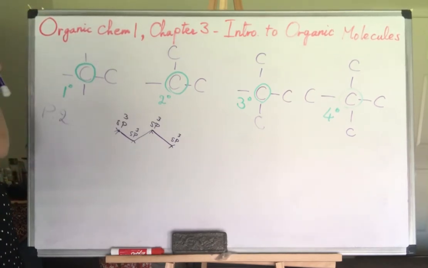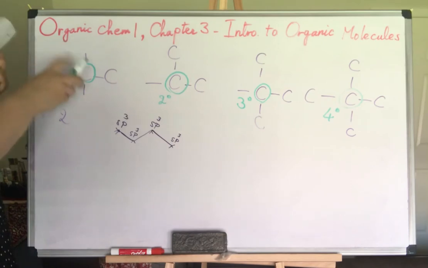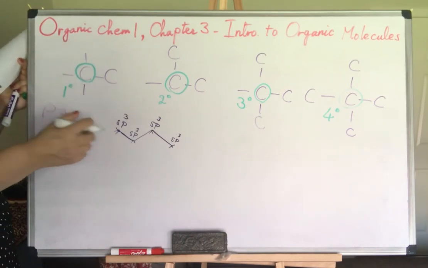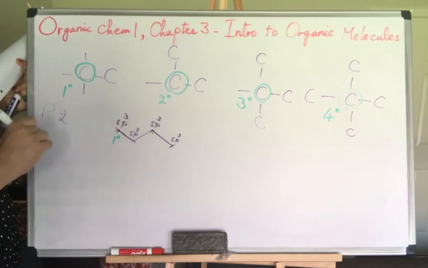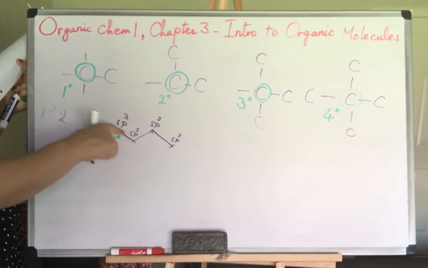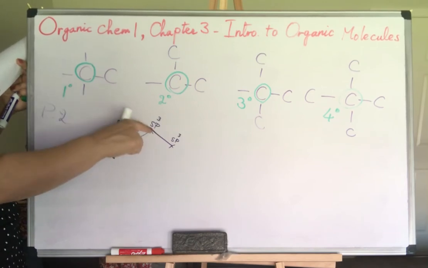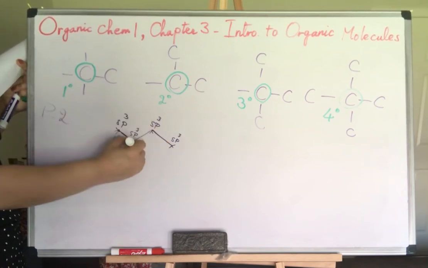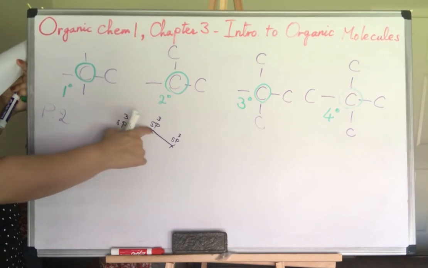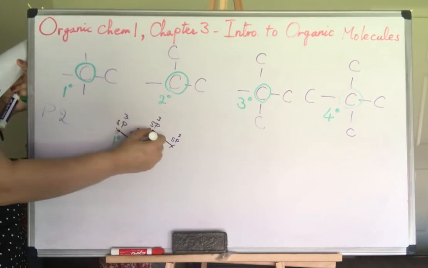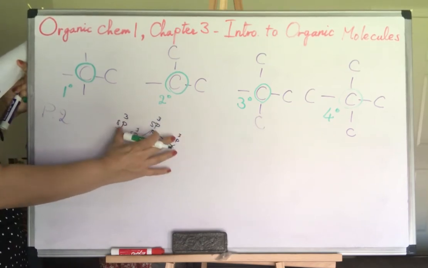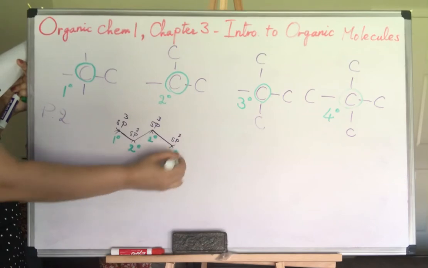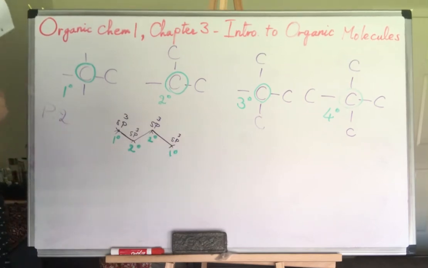To determine the type of carbon, we use the number of carbons it's attached to. This carbon is attached to only one more carbon, so this is a primary carbon. The second one is attached to 1 and 2. Don't forget the carbons are at the angles. So it's a secondary carbon. This carbon again is connected to 2 more carbons, so secondary again. And this one at the end, the terminal carbons at the end are always primary because they're just connected to 1 more carbon. So that's the first example.